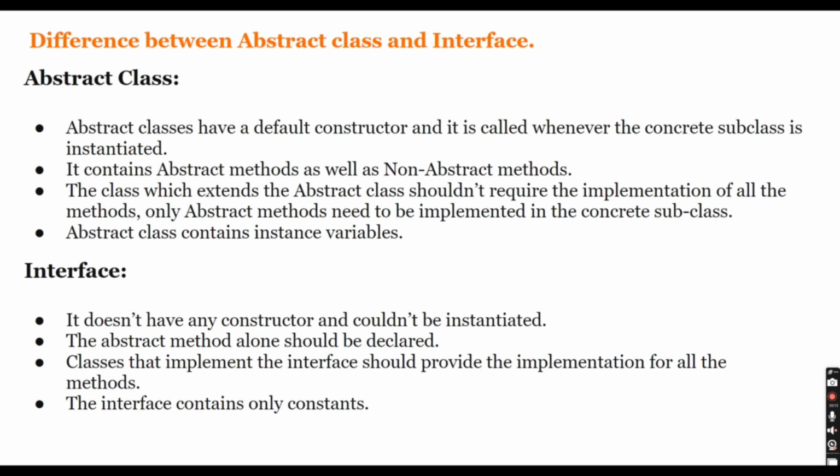In this video, we are going to learn about the difference between abstract class and interface. Both these concepts come under the object-oriented programming concept of abstraction. We have learned what abstraction is and how to achieve abstraction in a programming language. There are two ways to achieve abstraction. The first one is using the abstract class and the second one is using the interface.